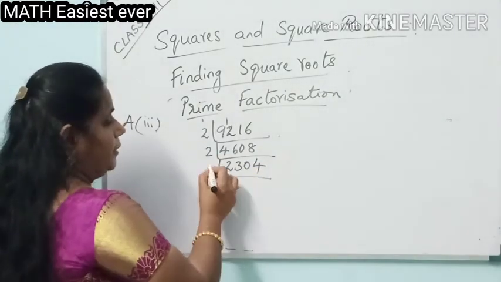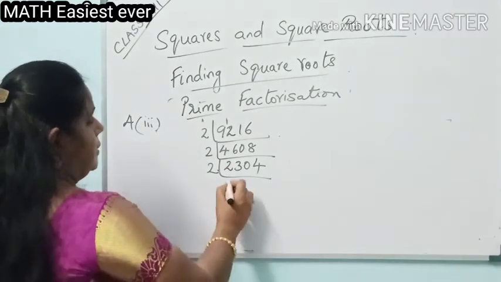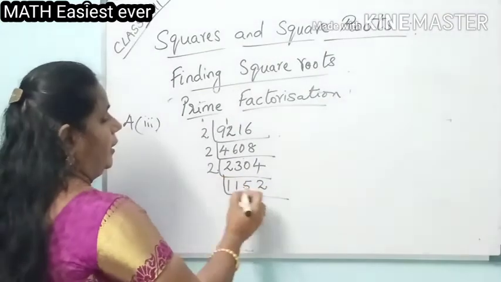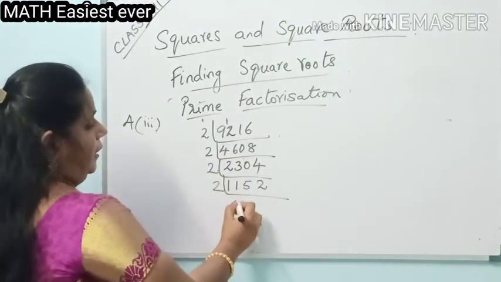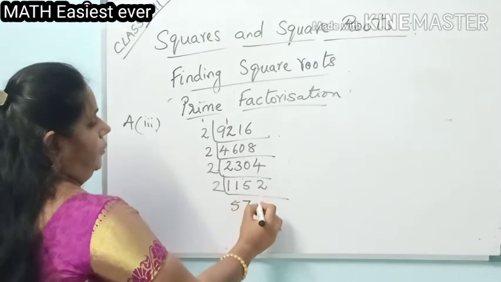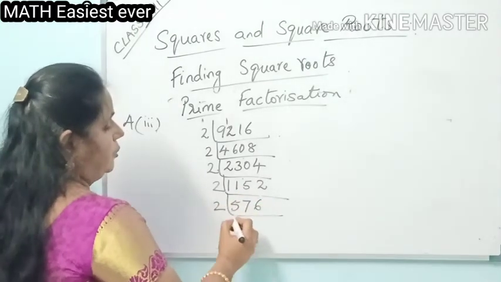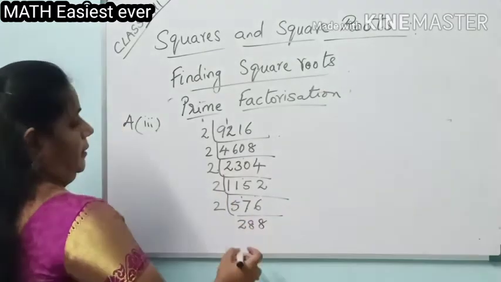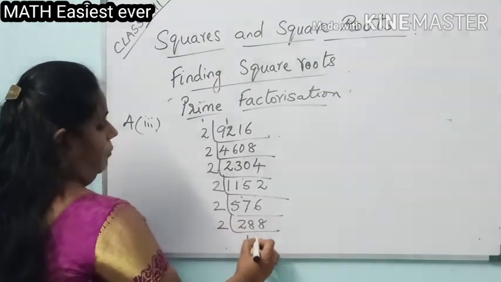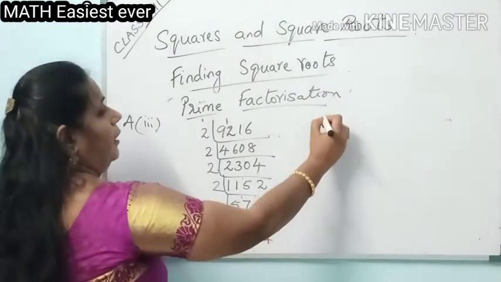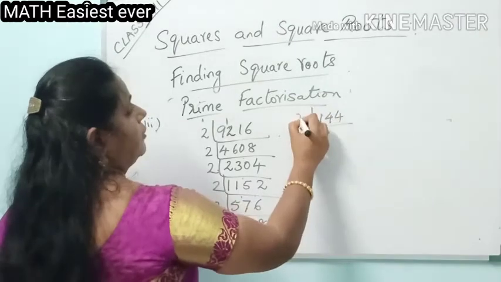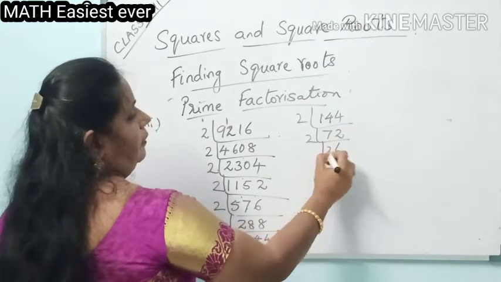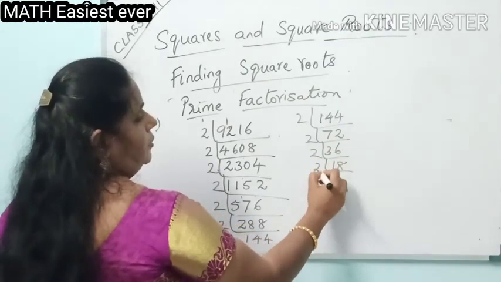Again, this is divisible by 2 because the ones digit is 4. 2 1s are 2, 2 1s are 2, 2 5s are 10, again 2. Again, divide it with 2, 2 5s are 10, 2 7s are 14, 2 6s are 12. Again, divide it with 2, 2 2s are 4, 2 8s are 16, 2 8s are 16. Okay. Again divided with 2, 144. So I'll continue here. 144. Again divided with 2, it's 72. Again divided with 2, 36. Again divided with 2, it's 18. Again with 2, it's 9.